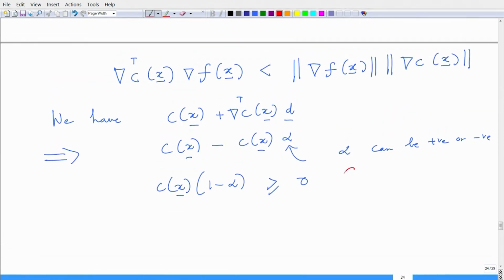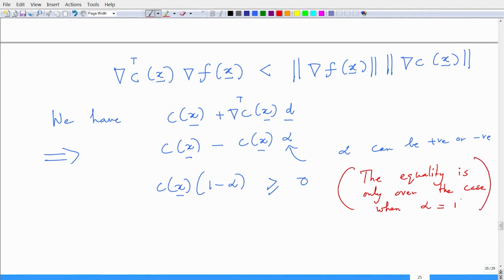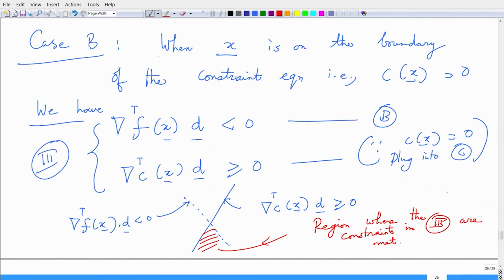So the equality, I just have to mark a note here, the equality is only over the case when alpha equals 1. When alpha equals 1, this quantity evaluates to 0. Okay. Now we have the other case. So therefore the solution D that I had satisfies those constraints. Now we consider the case when x is on the boundary of the constraint equation.